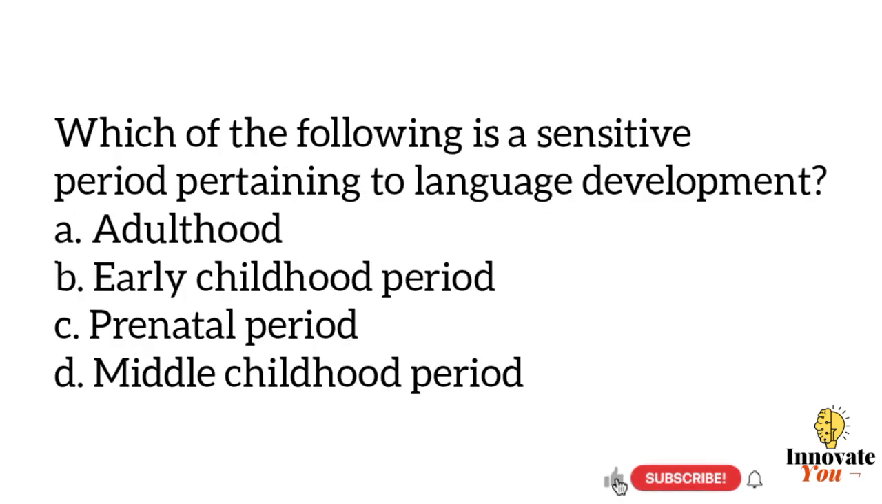Question 4. Which of the following is a sensitive period pertaining to language development? A. Adulthood. B. Early childhood period. C. Prenatal period. D. Middle childhood period. Now let's see the information about the different stages. First, adulthood, that is from 12 to 18 years. In this stage, the child becomes physically strong and emotionally vulnerable.